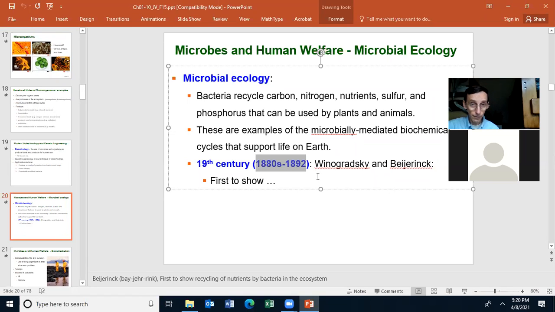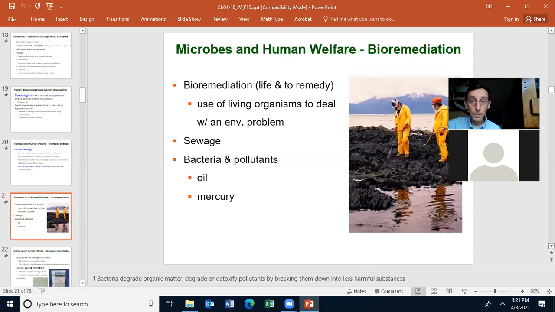And if you've ever heard of the Winogradsky column, we'll be talking about that a little bit later in the term. He used that column to study the recycling of nutrients, primarily sulfur. What was the other one he was studying? Nitrogen? I think it was sulfur and nitrogen in the Winogradsky columns. All right, any question about any of that? Microbes are also important to human welfare, and that is we can use them in bioremediation.